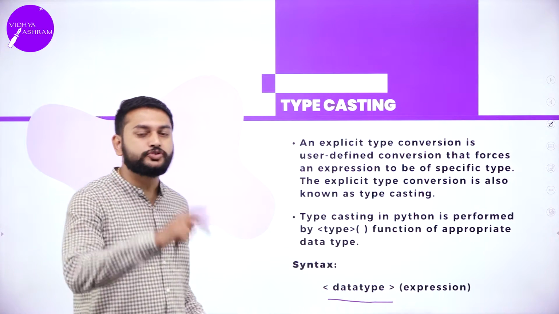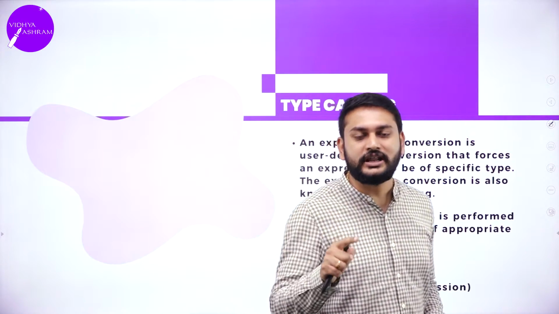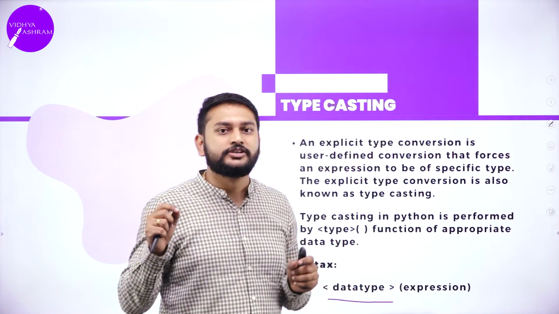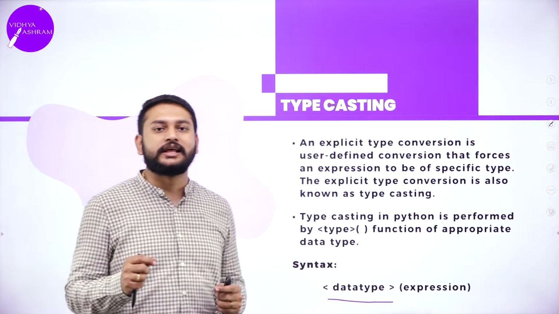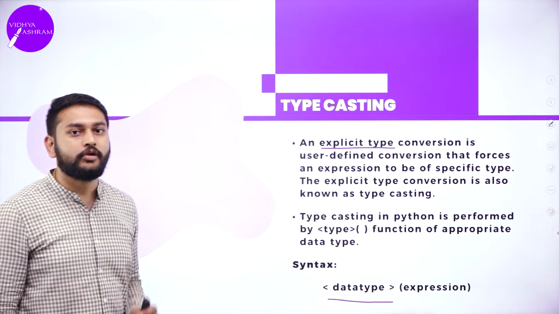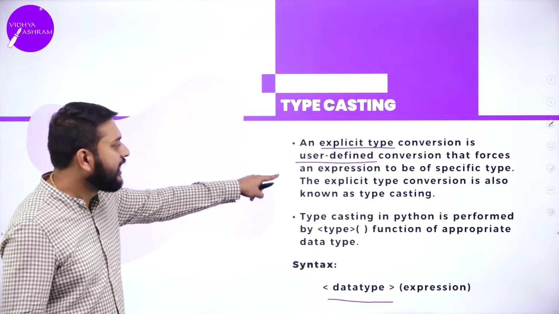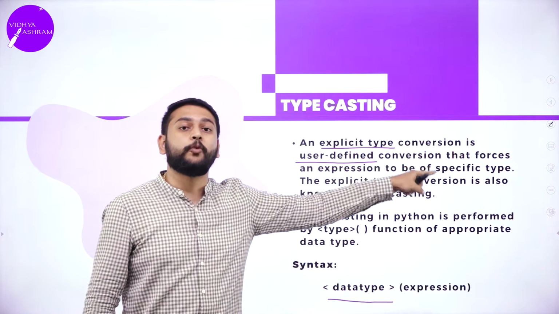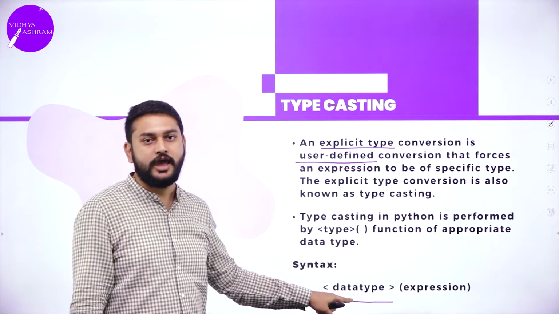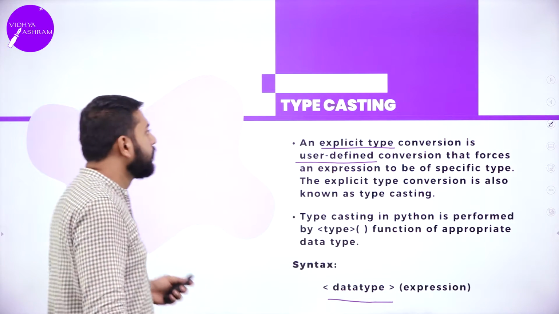We have two types of typecasting: one is implicit, another is explicit. If it is converted automatically, we call it implicit. If you are converting it yourself, we call that explicit. That is what you have to remember. If you are doing it, I call it explicit, also known as user-defined conversion, which forces an expression to be of a specific type. You convert it into that particular type however you want it. That is very important. That's all about typecasting.